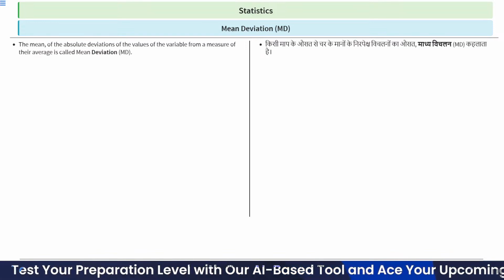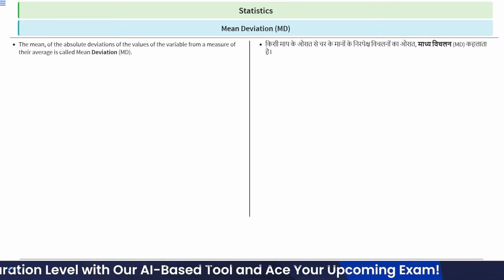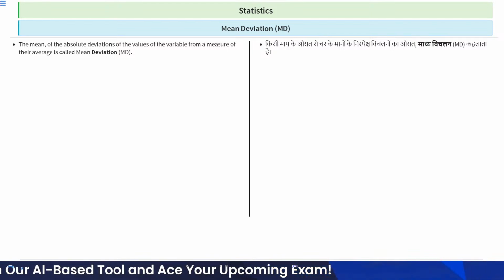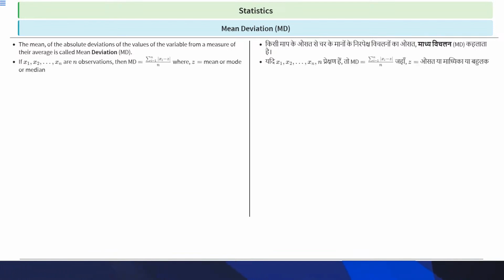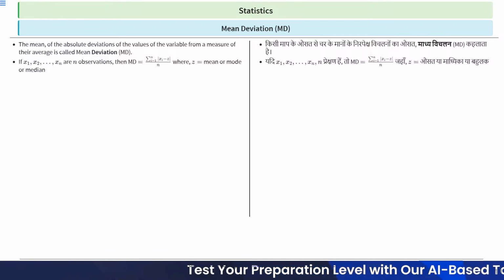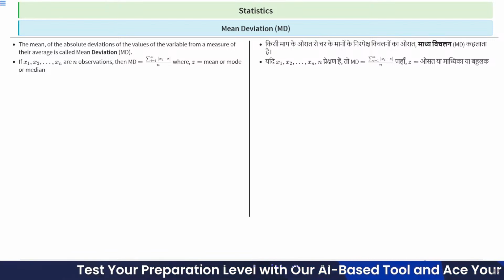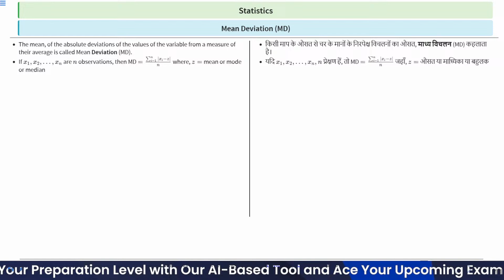Now let us see what is mean deviation, which is called MD. The mean of the absolute deviations of the values of the variable from a measure of their average is called the mean deviation. If x1, x2, x3 till xn are n observations, then mean deviation MD is equal to summation of i equals 1 to n mod xi minus z upon n, where z is equal to mean or mode or median.